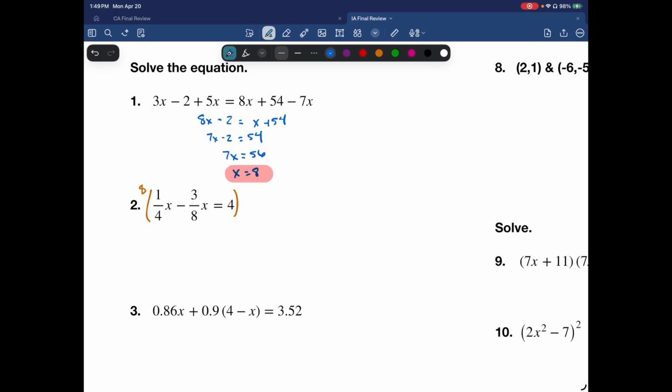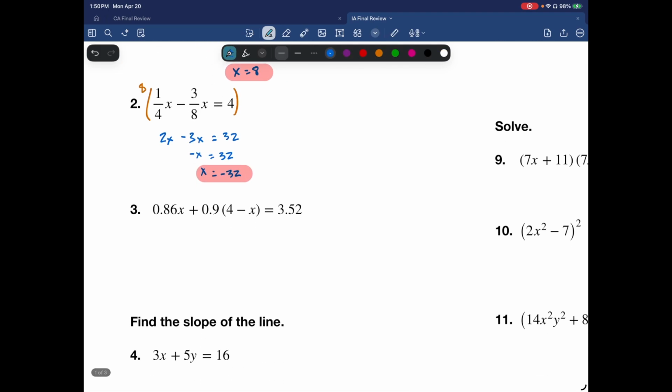So 4 goes into 8 2 times. 2 times 1 is 2, so I got 2x. 8 goes into 8 one time. 1 times 3 is 3, so I got minus 3x equals, and then because the 4 on the right side doesn't have a denominator, it's just straight multiplication. 4 times 8 is 32. All right, so that's going to be negative x equals 32. x equals negative 32. All right.